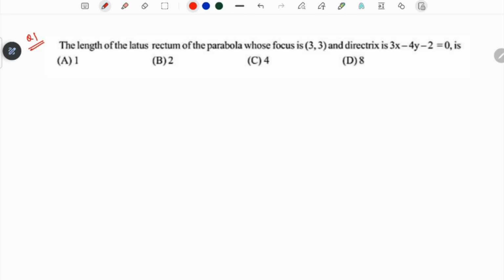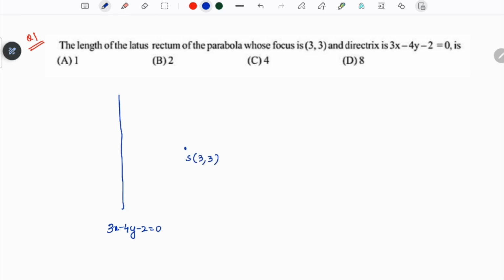So let's see this question. Length of latus rectum of the parabola. Focus is given, directrix is given. How to approach with the concept that we have learned? Directrix is given. So let's say this is the directrix, 3x minus 4y minus 2 is equal to 0. Focus is given, (3, 3).